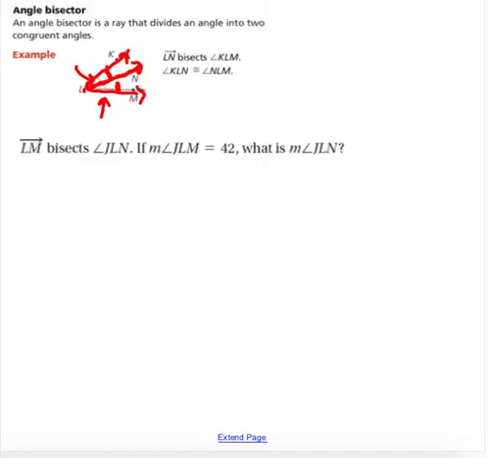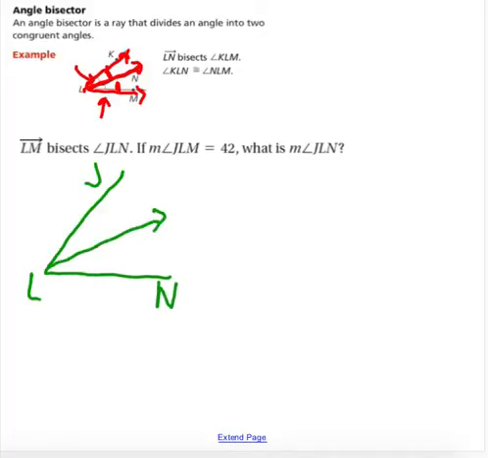Congruent. So it says if LM bisects angle JLN, first I'm going to draw that. Angle JLN, and then it says LM bisects. The second it says bisects, I know these two angles are the same. Okay? Then it says JLM is 42. What is JLN? So it wants to know the big angle. That's what we want to find out.